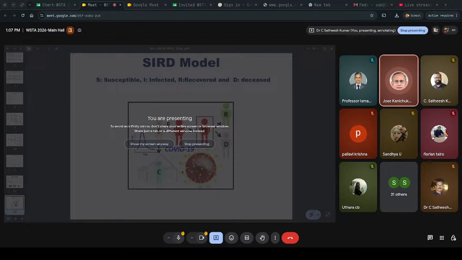Then the SIRD model. Here the recovered and deceased were somewhat in the same group. So susceptible, infected, recovered, and deceased. So we have 4 compartments. Starting with the susceptible, then some persons get infected, then some persons recover, but some persons die, deceased. So R and D, that is the splitting.